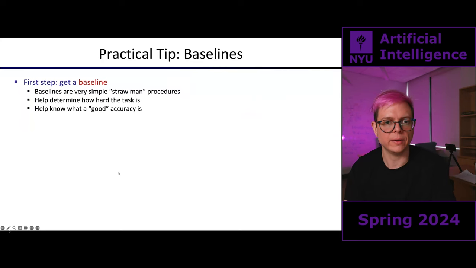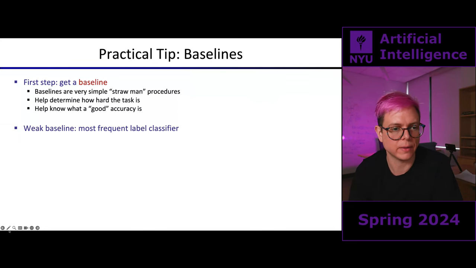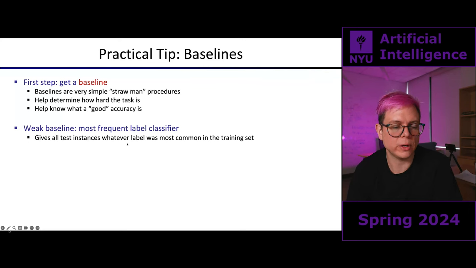All right, so important tips, actually. First step, always, I say this to my students too, get a baseline, okay? Even the most stupid baseline is a baseline. So baselines are very simple straw man procedures. They help determine how hard the task is. It helps also to know what a good accuracy is, right? So weak baseline, for example, you can choose the most frequent label classifier. So you can give all test instances whatever label was most common in the training set.